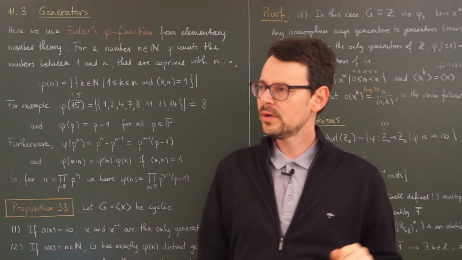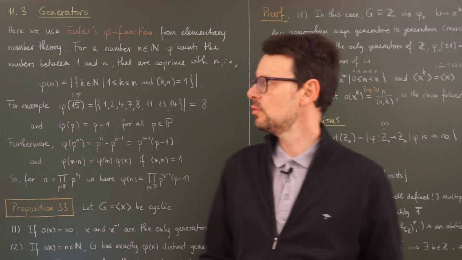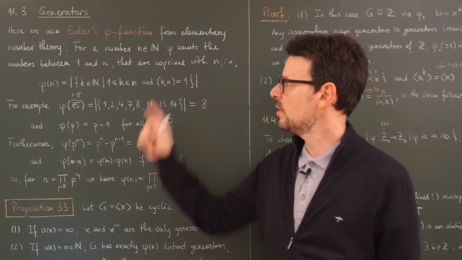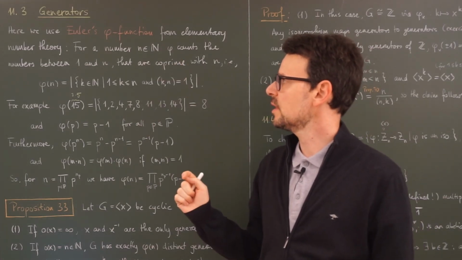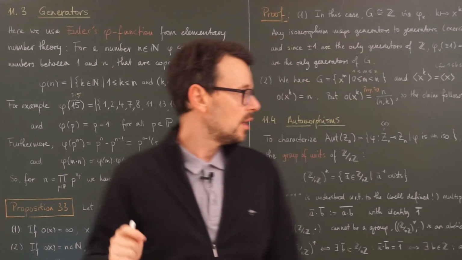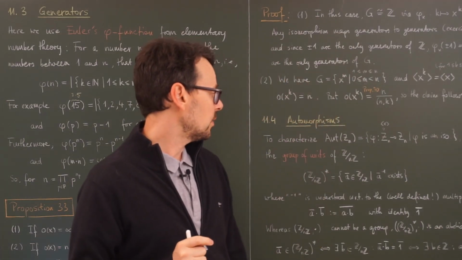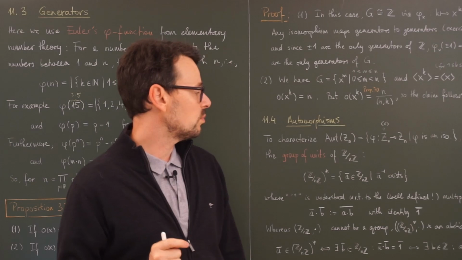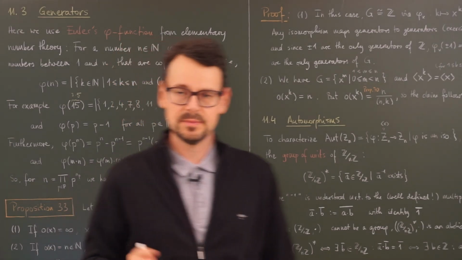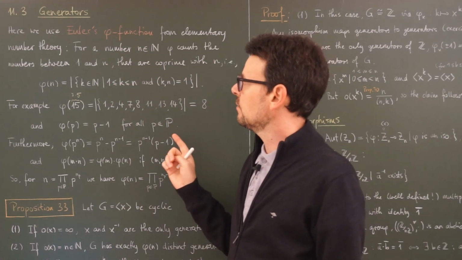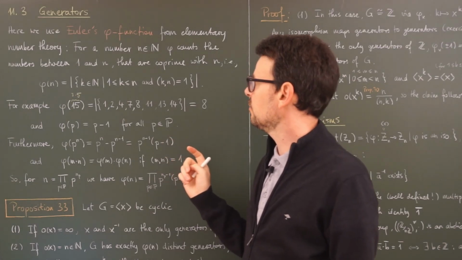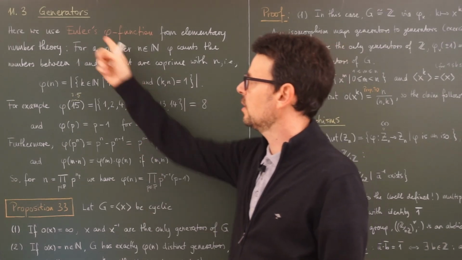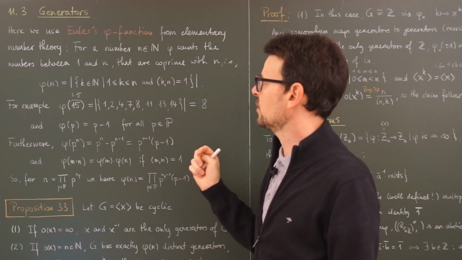Welcome. We conclude our chapter on cyclic groups and talk a little bit about generators of cyclic groups, and then we are going to write down the automorphism group of a cyclic group of order n explicitly. So in here it's convenient to use a function from elementary number theory, Euler's phi-function.